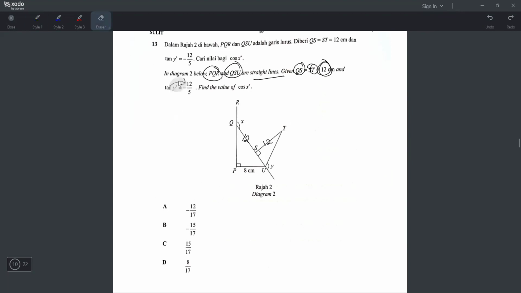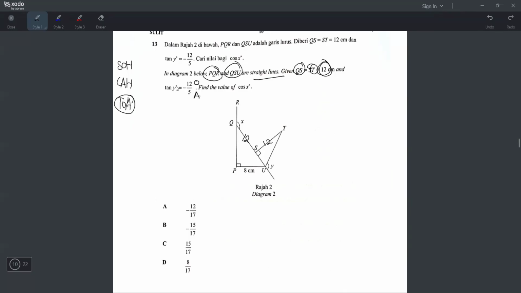Later, you want to find cos X, right? So I will not do it like this. Okay, I will not press shift tangent negative 12/5. Instead, what I will do is I will use the SOH CAH TOA formula to label the information. So this is tangent. Tangent is TOA. So this one is opposite over adjacent. That means the opposite is 12, adjacent is 5.